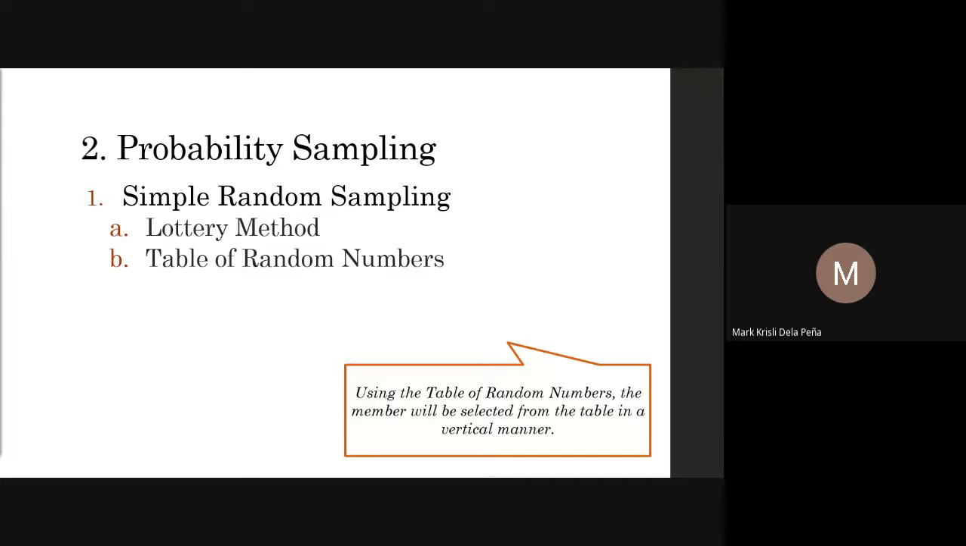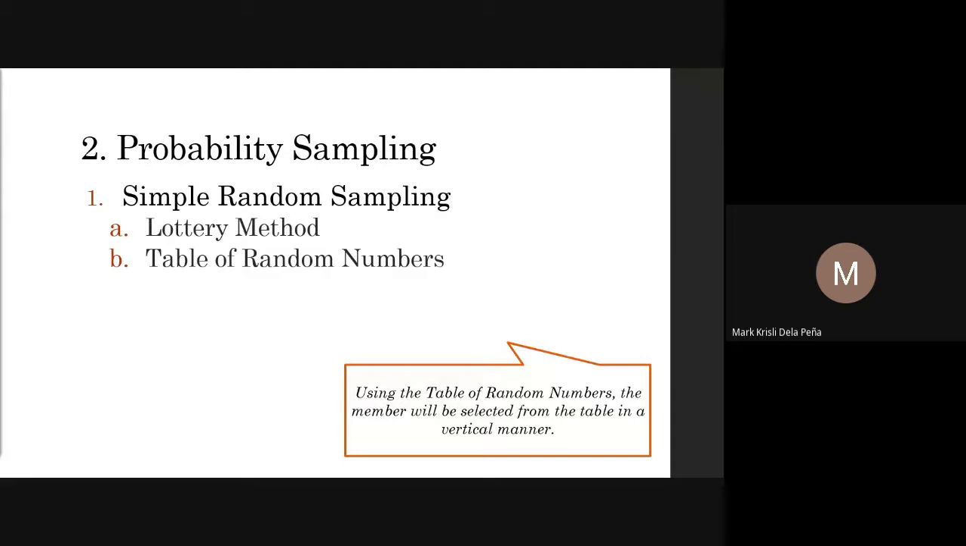Or I can use the type which is used by PCSO, where there is a ball rolling and so on. Or you can have a wheel of fortune type. That's an example of lottery methods, or a wheel of names. If you're familiar with wheel of names, that's an example of the lottery method in simple random sampling.